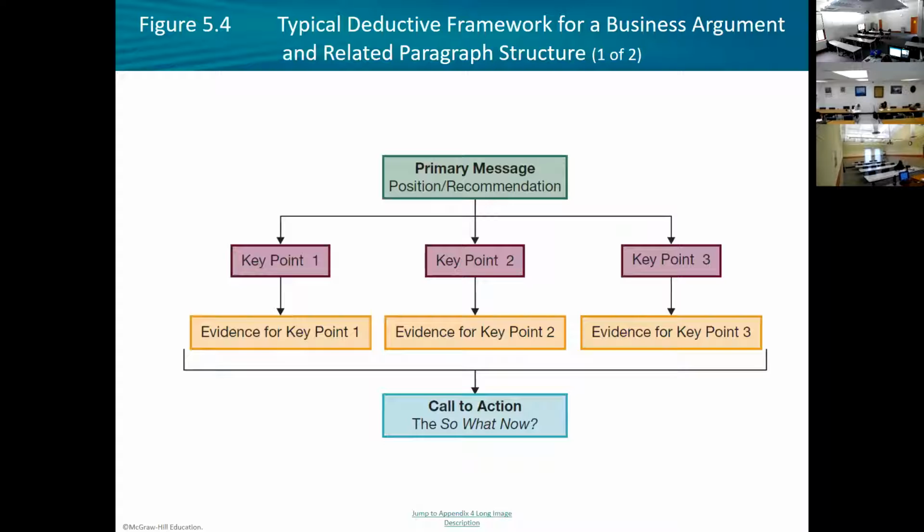All right. So again, if you want to look at that as sort of a little hierarchy, you want to start with the primary message. Then for each of your points, you want to give evidence to back that up, and then end up with a call to action, the what now.